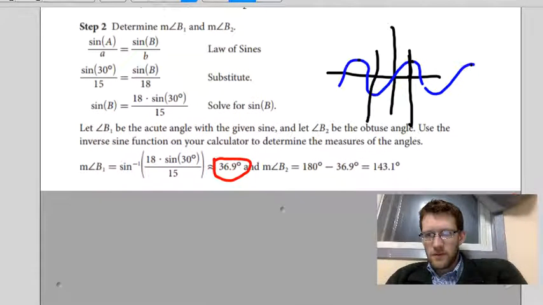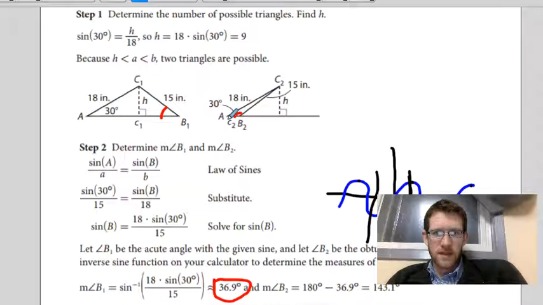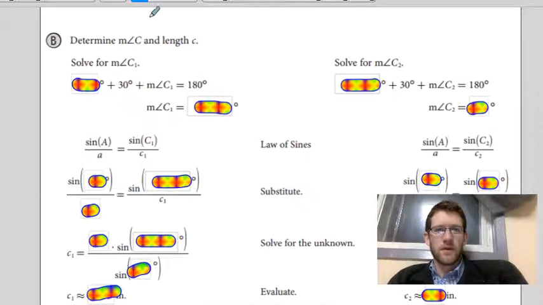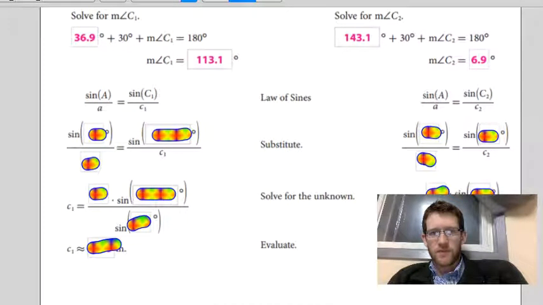Now, what are we missing? Let me clear this up. We have this angle, and we have this angle. We're still missing side C, right? C1 and C2. And we're missing angle C1 and angle C2. The next easiest one to get is going to be the angle. So to solve for the angle, we can do the triangle sum theorem. 36.9 plus 30, subtract that value from 180, gives you this one. And then same deal for C2. Plug and chug, you get 6.9 degrees for C2.